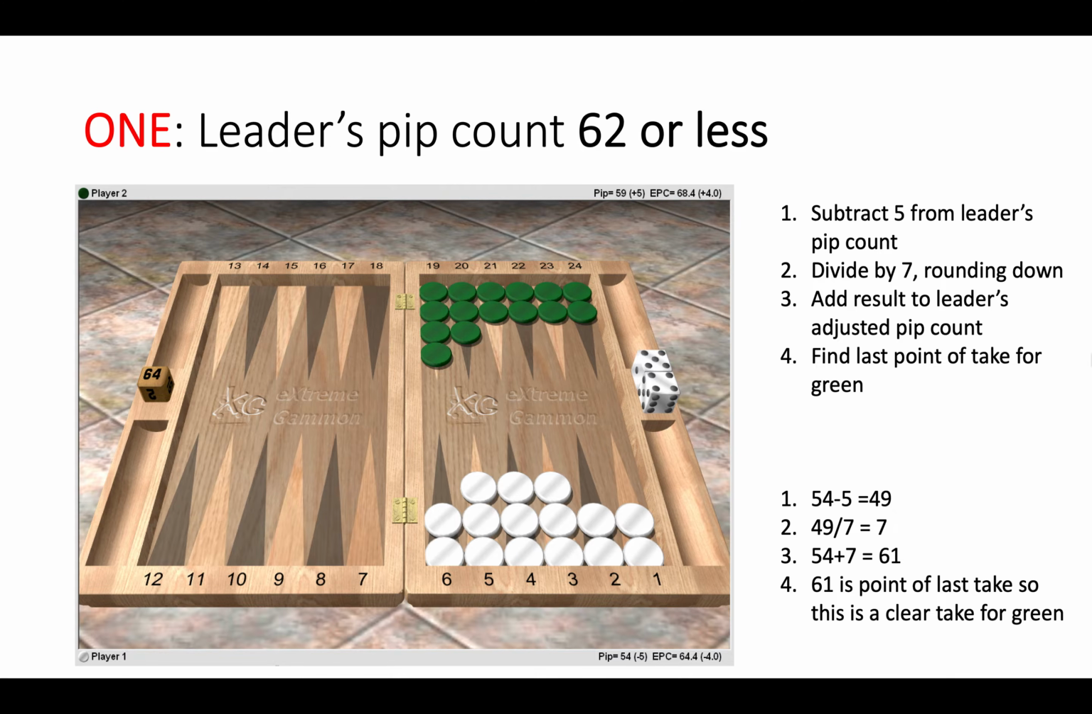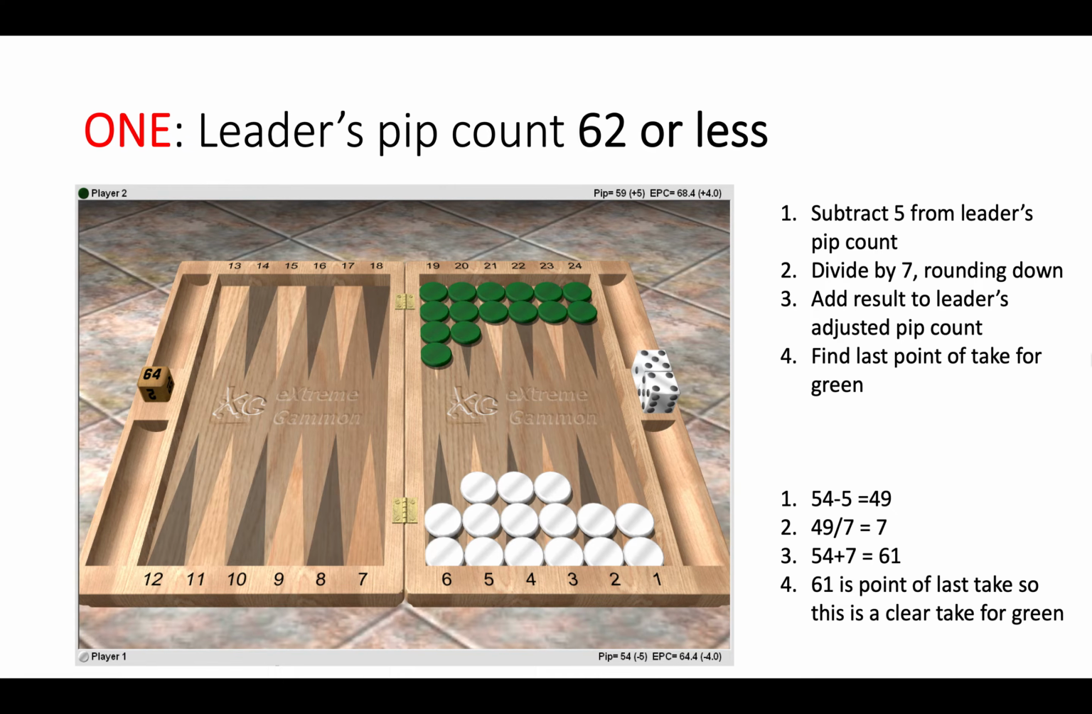Now, here we have the first rule where the leader's pip count is 62 or less. We can see on the position that white's pip count is 54. Now we subtract 5 from that pip count, divide by 7, rounding down, adding the result to the leader's adjusted pip count to find the last point of take for green. And there on the bottom right, I've done the calculations.